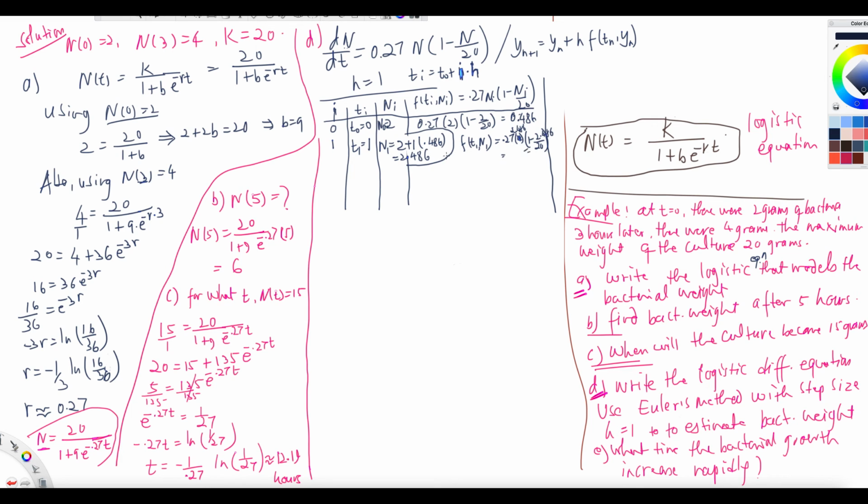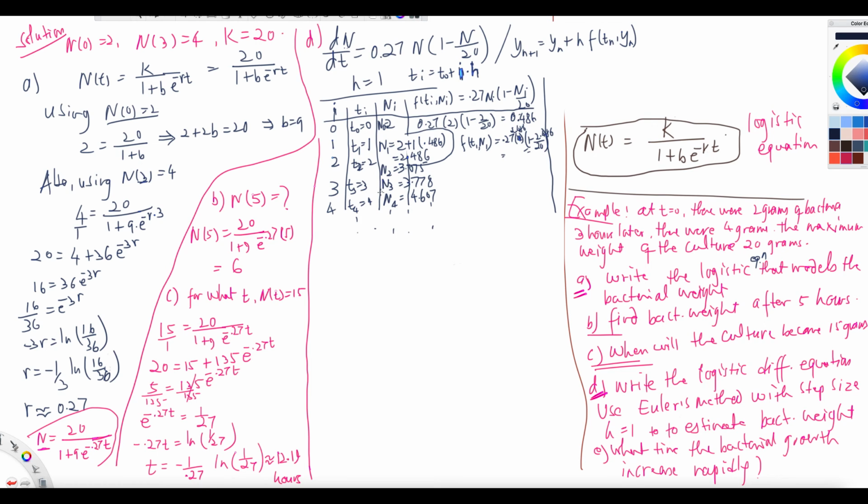Okay, so if you continue this way, these are the values you will get. At t2 equals 2, N2 will be 3.075. At 3, T3 will be 3, N3 will be 3.778. At 4, T4 equals 4, and then N4 equals 4.607, and so on.